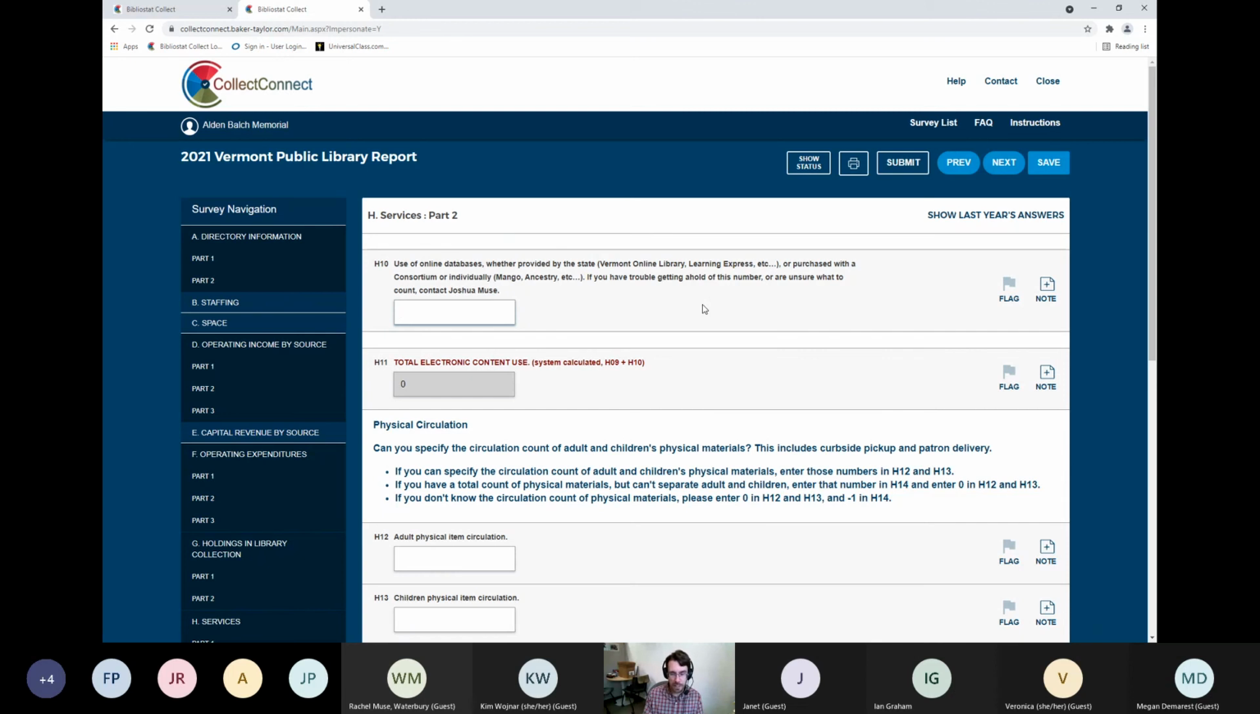I will say that Universal Class doesn't have stats because they don't get broken down by library. So unfortunately, we don't have any numbers for that.